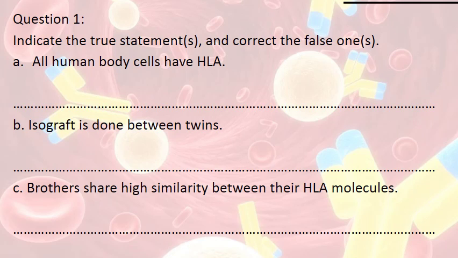Question 1, Muhammad, can you read question 1? Indicate the true statements. A. All human body cells have HLA. True or false? True. What about the erythrocytes or red blood cells? Do they have HLA? No. So this is false. How do you correct it?